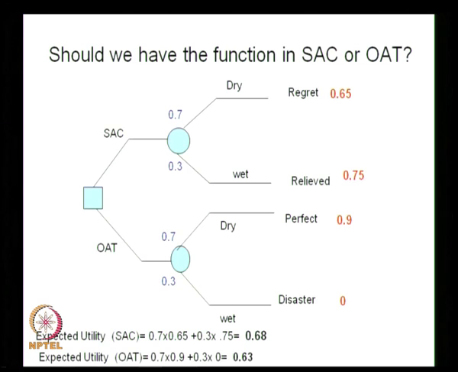In this case the utility of the decision to go for OAT will be very low, because the expected value will be low, mainly because of the regret decision, as the probability is given as 0 for that one in this case.